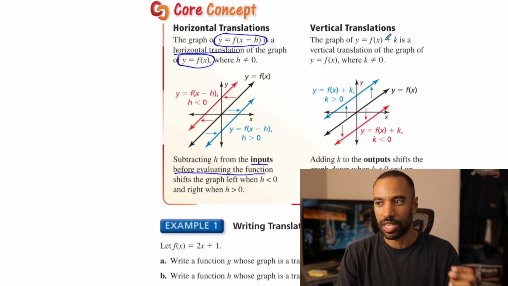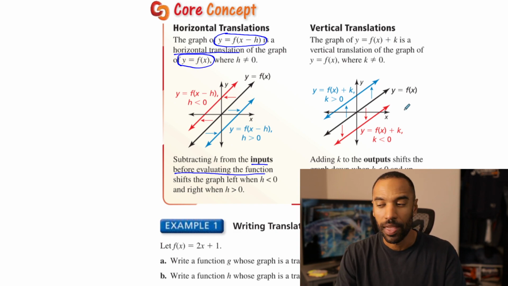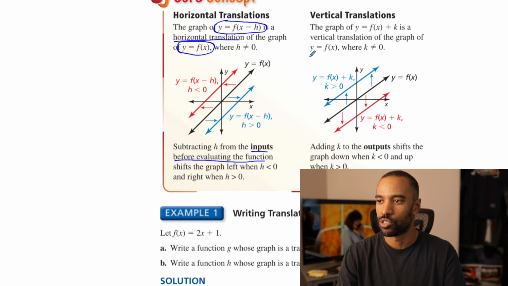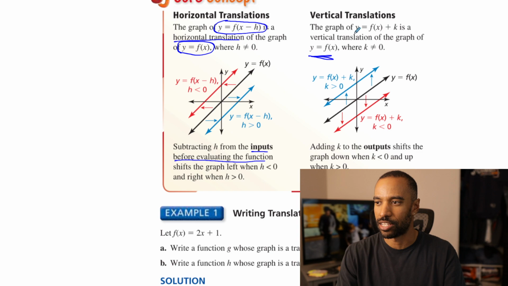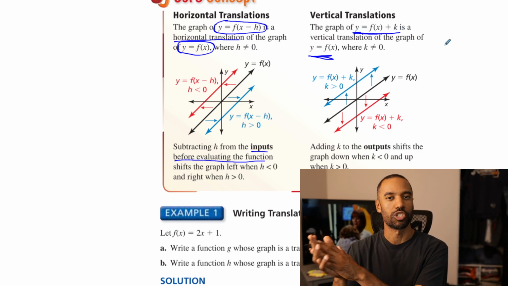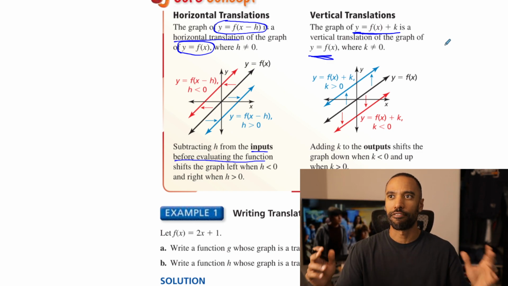Vertical translations is something that's outside of the function itself. It's what affects your output. Adding k to the outputs shifts the graph down when k is less than 0 and up when k is greater than 0. So your original function is here. And let's do this, take this function and add k to it. Now keep in mind, all this stuff with functions probably looks very strange to you. It says this f of x stuff. You're like, what are we doing with that? A function can be anything.